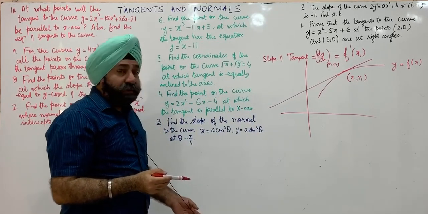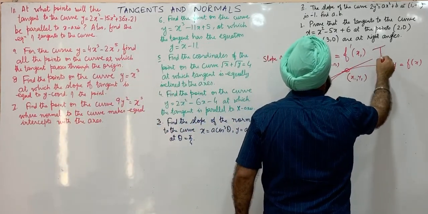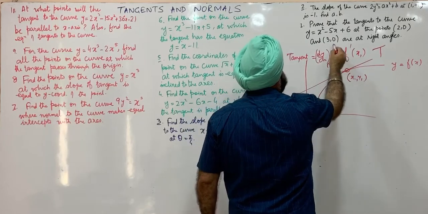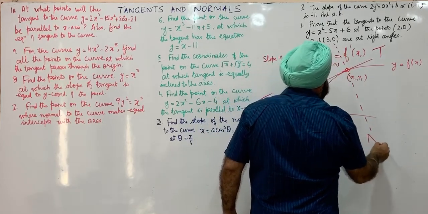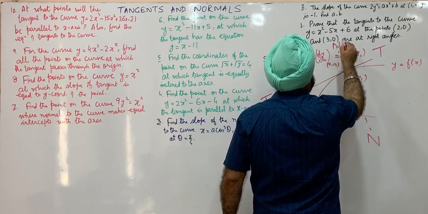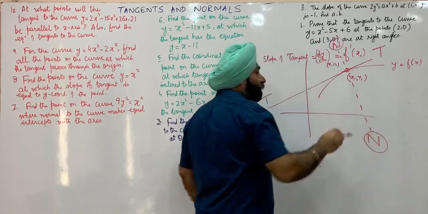And what is normal? Normal is the line which is perpendicular to the tangent. So if this is the tangent, this will be the normal. The line passing through the same point but perpendicular to the tangent, that is the normal. This is the normal, this line is the tangent.